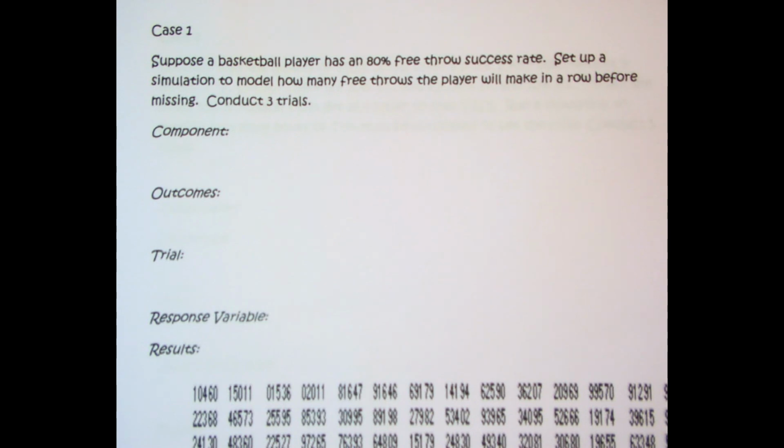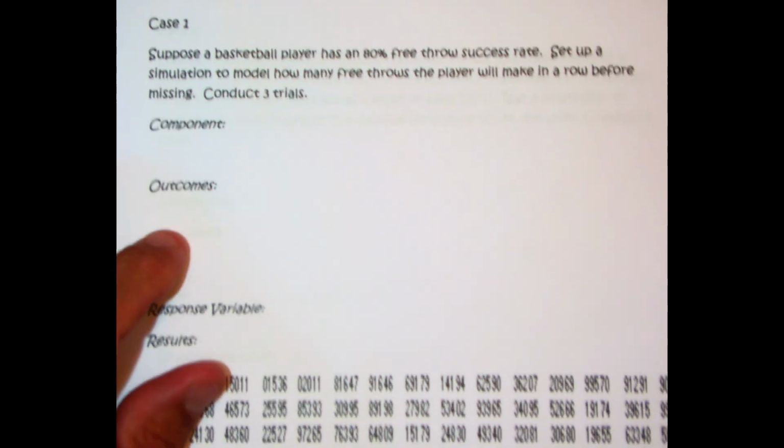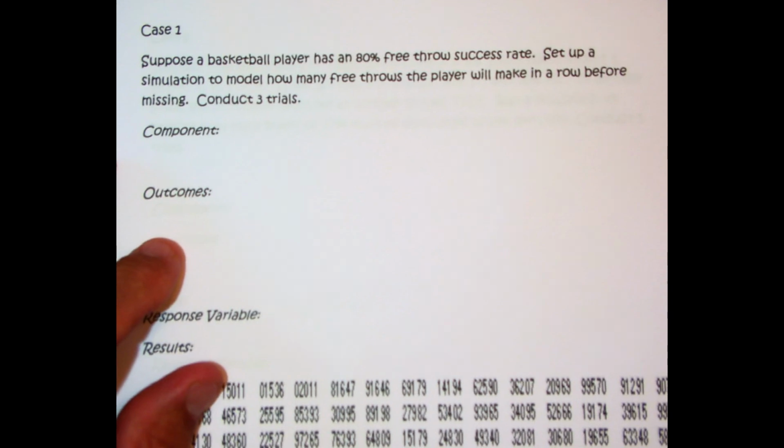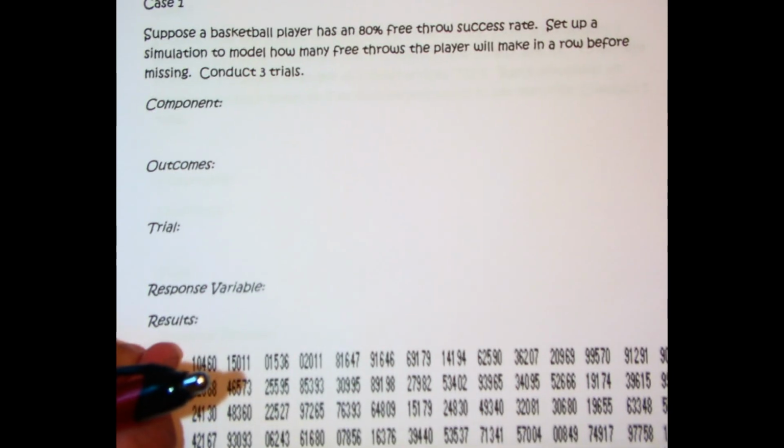Alright, so in case 1 here, suppose a basketball player has an 80% free throw success rate. Set up a simulation to model how many free throws a player will make in a row before missing. Conduct 3 trials. Now this is how they generally do it on the AP exam. Notice down here you have what's called a random number table, and that's basically where your results are going to be shown. So I've kind of set this up for you.